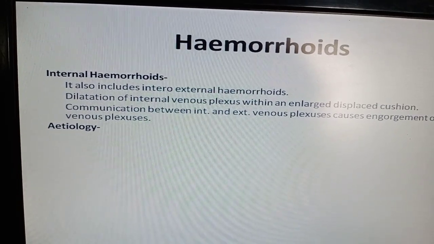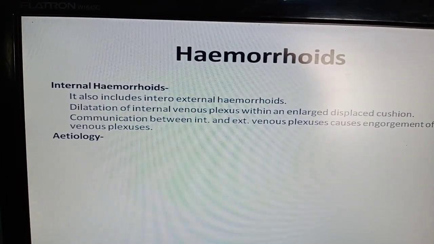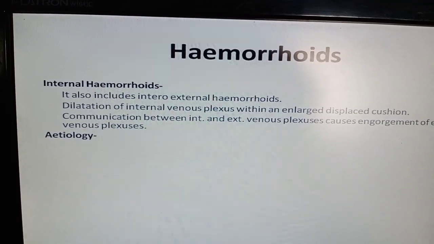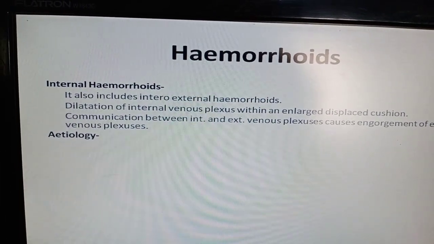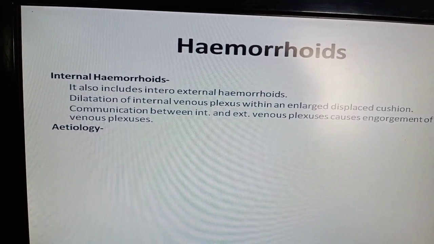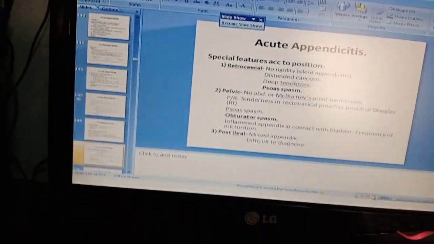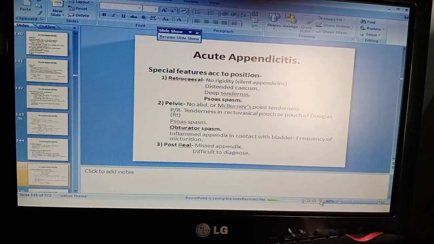Internal hemorrhoids are caused by dilatation of the internal venous plexus within an enlarged and displaced anal cushion. When the anal cushion is enlarged and displaced, or has moved downwards, and the internal veins have undergone dilatation, it leads to internal hemorrhoids.